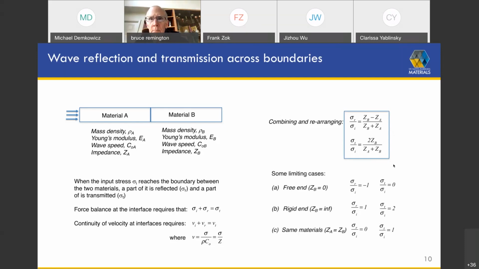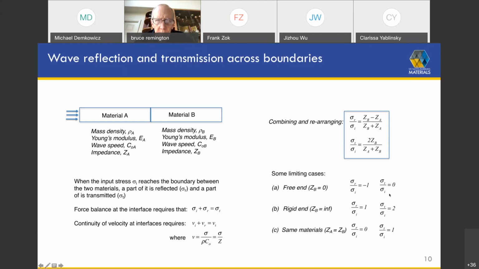A few limiting cases, just to ground ourselves. If we have a free end, that is, material B has no modulus, it's just air, then what this tells us is that ZB is going to be 0 here and here. So we're going to get minus ZA over ZA. And so the reflected stress is just -1 times the incident stress. What that tells you is that if you have a compressive wave coming down a bar, when it hits a free end, it reflects as a tensile wave, canceling that compressive wave.